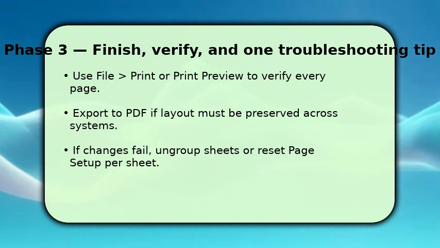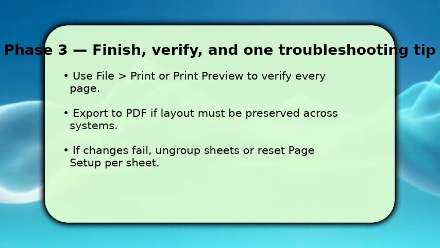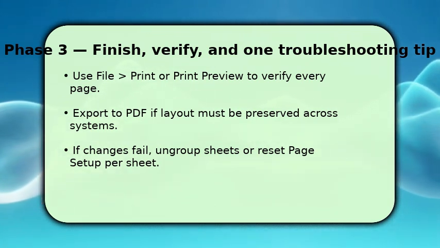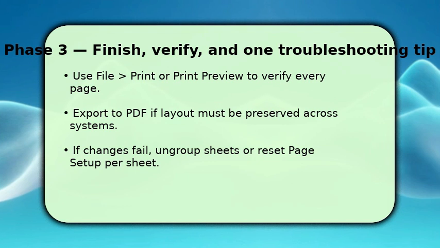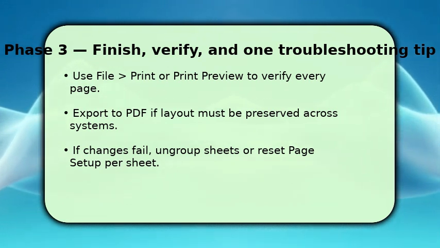If the orientation didn't apply, check if sheets are grouped. Ungroup them and reapply. Also inspect page setup per sheet because settings can be sheet-specific. If columns still overflow, adjust column width or scaling by % to resolve the last issues.